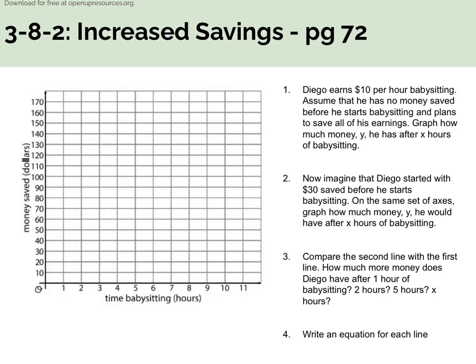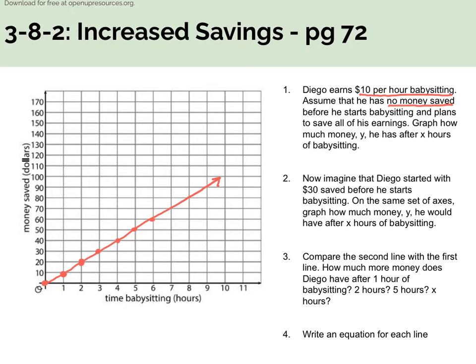So let's graph that situation. Diego earns $10 per hour. That's how it changes. And he has no money saved at the beginning, so he starts with $0 in his pocket. Let's think about it. After 1 hour, he's going to have $10. And after 2 hours, he's going to have $20. And it will keep on going on and on this way. So this is the first situation.